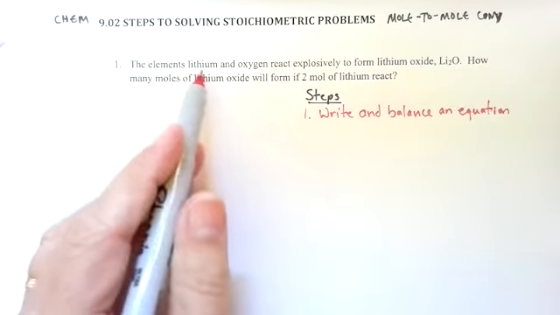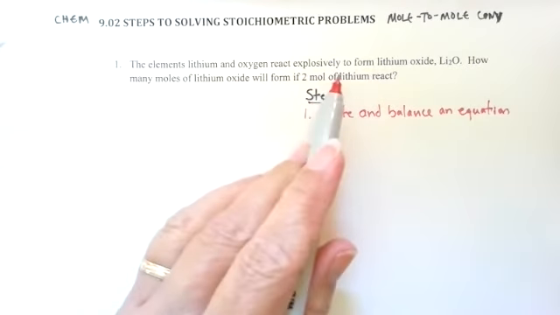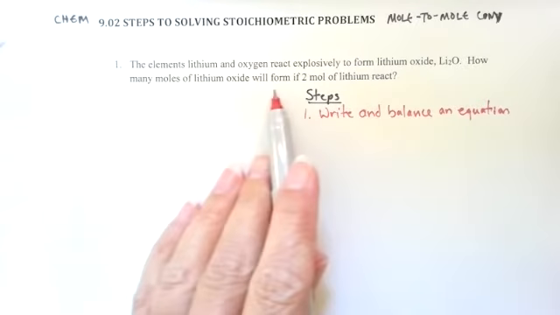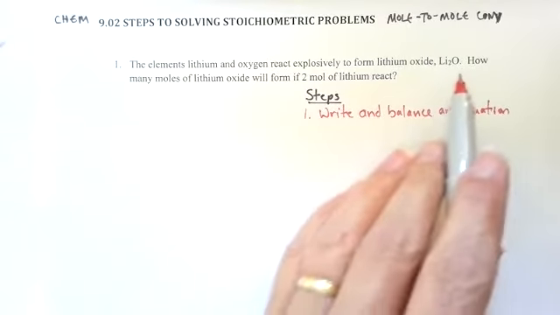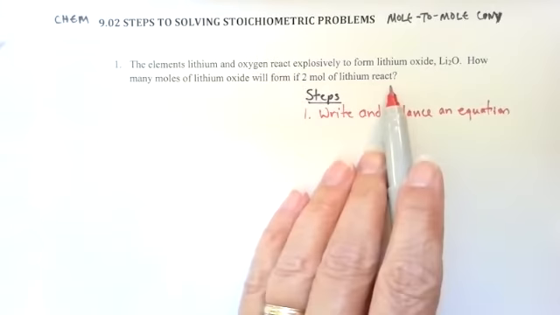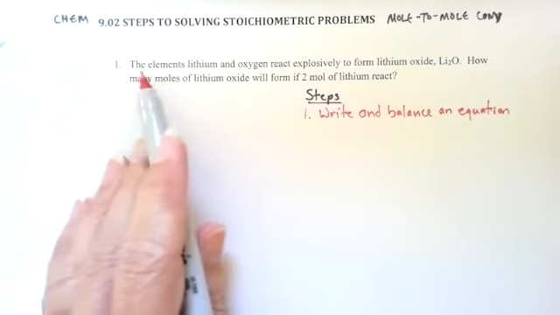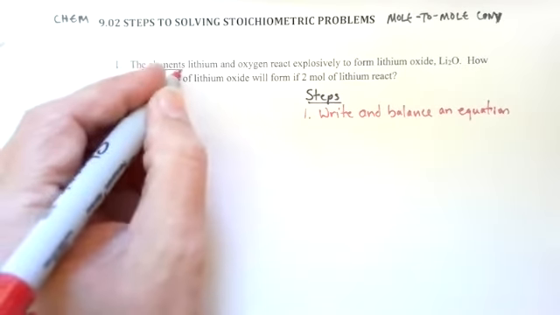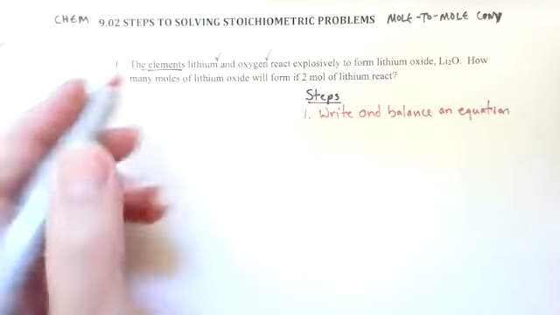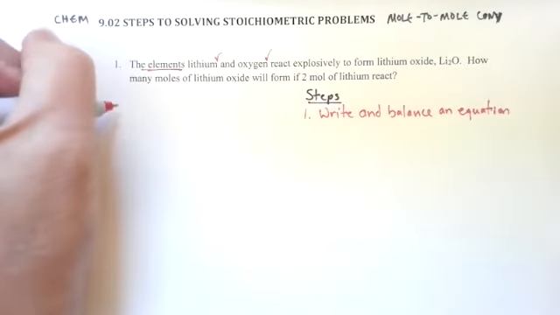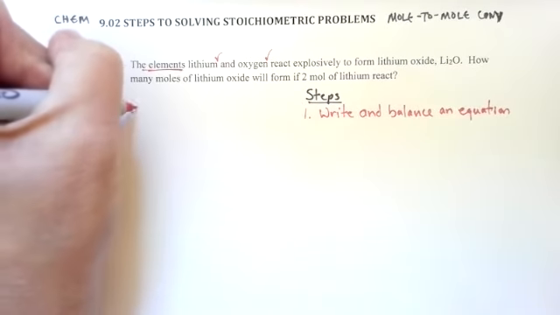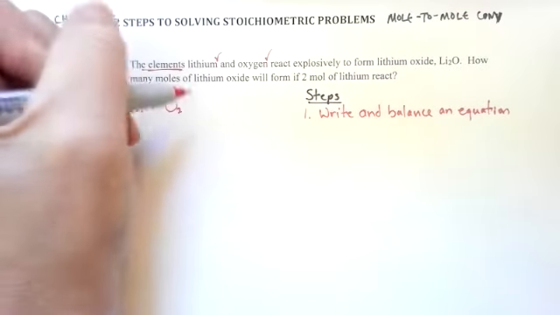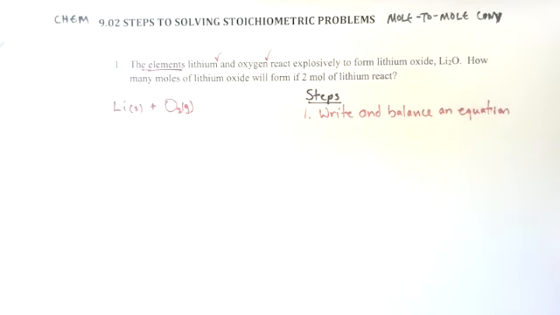All right, the elements lithium and oxygen react explosively to form lithium oxide, Li2O. How many moles of lithium oxide will form if 2 moles of lithium react? So this second sentence is our question, what we're trying to solve for. The first sentence tells us what happens here. You'll notice it says the elements, lithium and oxygen. That tells me that I have elemental lithium, which is Li, so that's going to be a solid, reacting with elemental oxygen, O2, which is a gas.